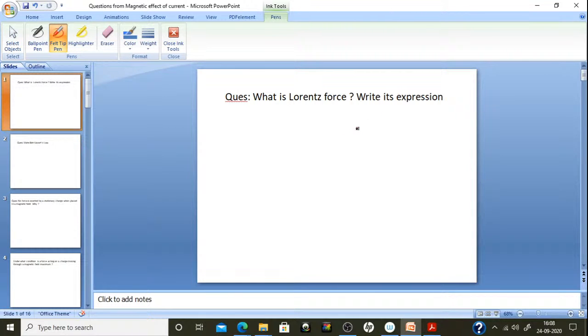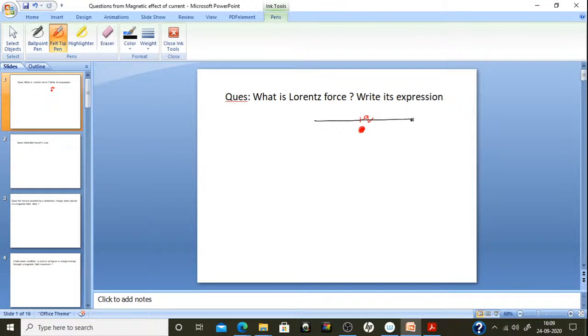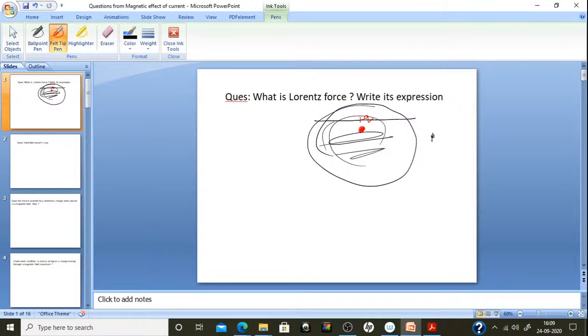Okay, so suppose you have a charge. Suppose there is a charge plus q, and there is a magnetic field. Suppose there is a magnetic field here in this area, in this region. There is a magnetic field, right? Magnetic field is B. And now suppose, okay, let me just erase everything first.